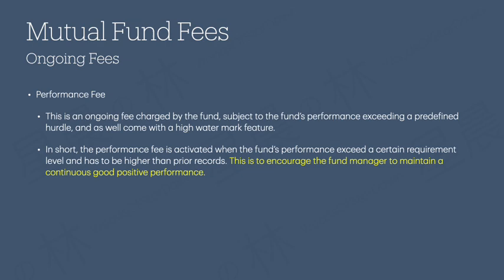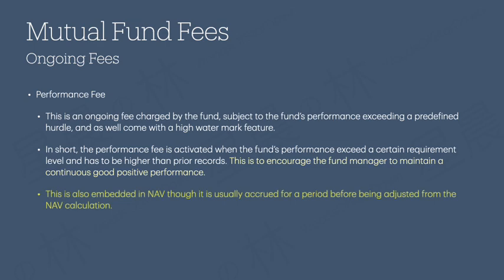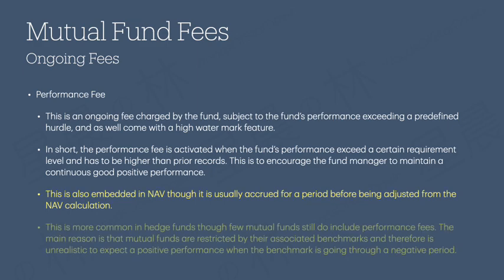Performance fees are primarily used to encourage the fund manager to maintain a continuous good performance, instead of trying to take overly aggressive investment bets to do well in one period and suffer afterwards. Performance fees are also embedded within the fund NAV, though it is usually accrued for a period, for example, monthly or quarterly, before being adjusted from the NAV calculation.